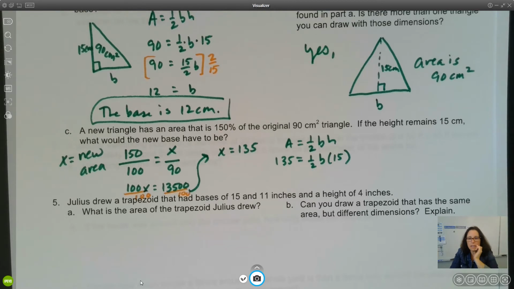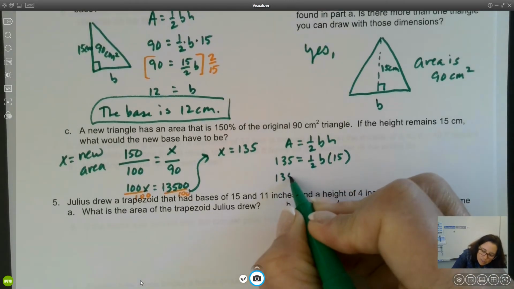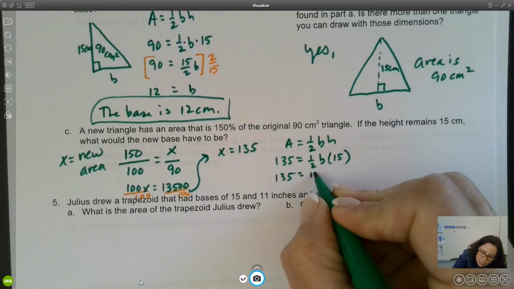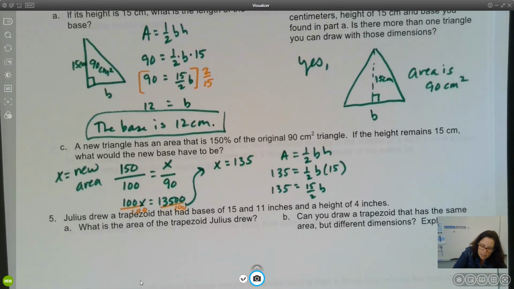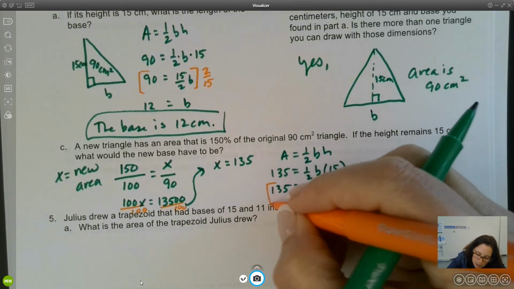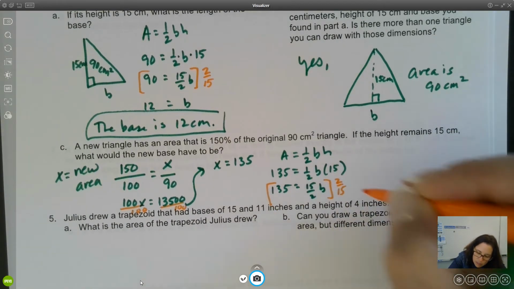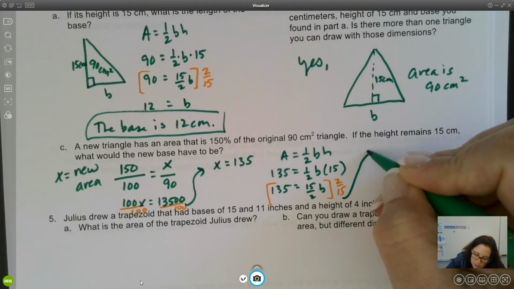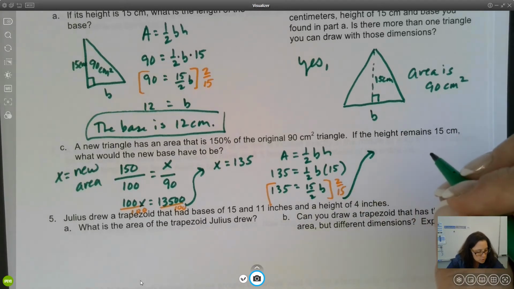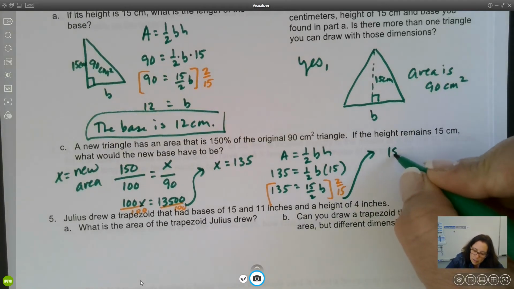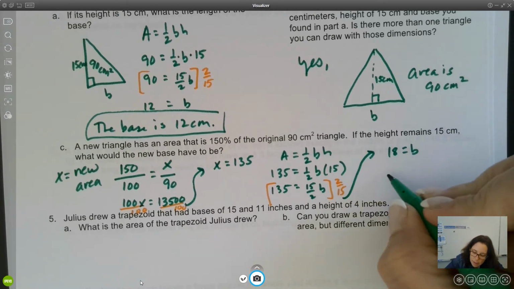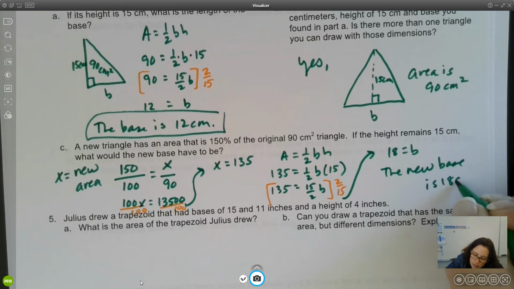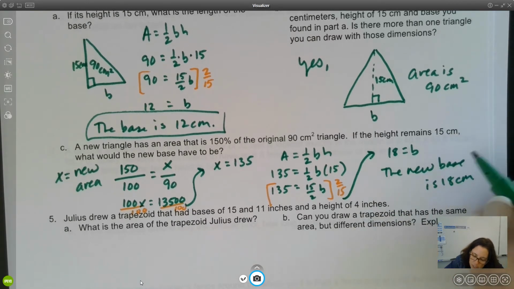Okay, so let's go ahead and solve this. I'm going to put 15/2 here with a B, and then I'm going to multiply both sides by 2/15, just like I did on this one above. Out of space. That comes out to be a nice even 18. So the new base is 18 centimeters. We are in centimeters. Yes, we are.